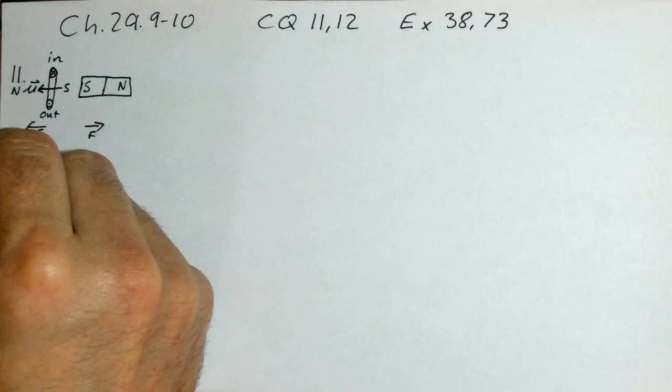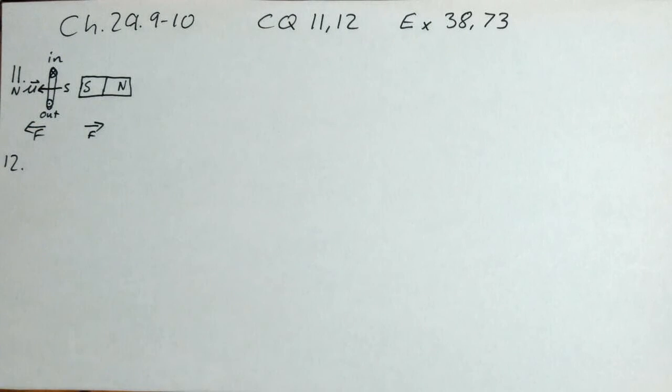Okay, now number 12. Describe in detail with words and pictures how a permanent magnet can pick up a piece of non-magnetized iron. This is a good problem to really think about what is going on. You've done it all the time, a little fridge magnet picking up a paper clip. How does that work?